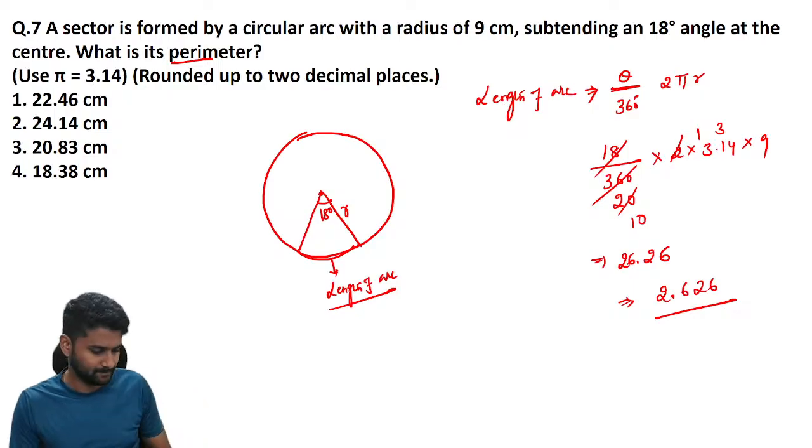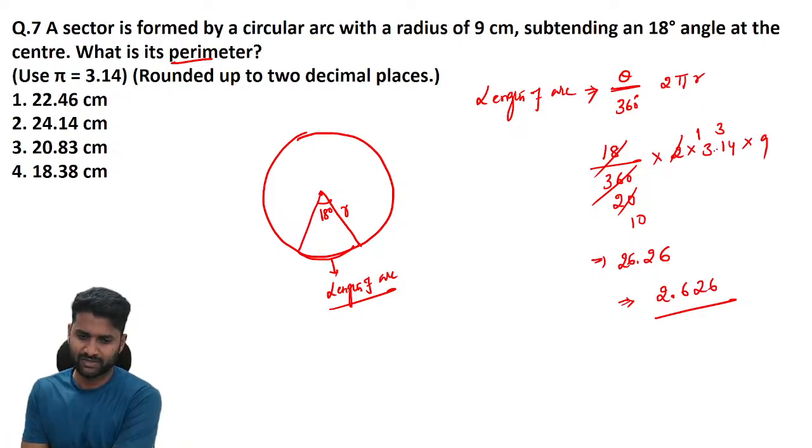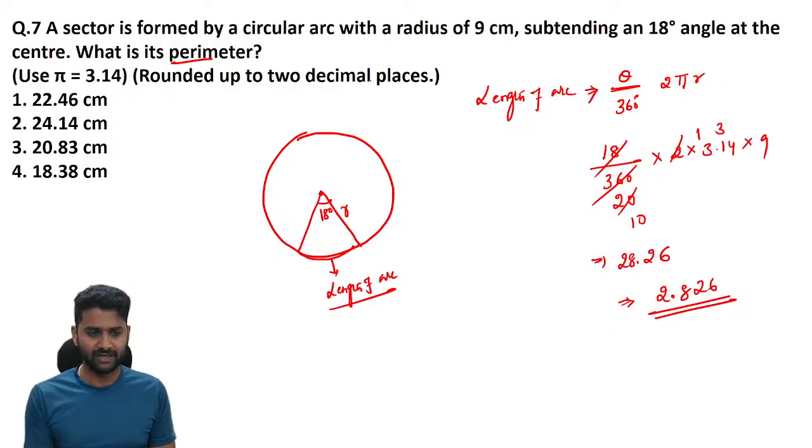Clear? See, first we have to identify the length of the arc. Length of the arc is all about the subtended angle divided by 360 into the circumference formula. Circumference formula is 2 pi r. Hope it's clear. 10, 4, 36, 9, 27, 28. So 2.826. But here the question is, what is the perimeter?